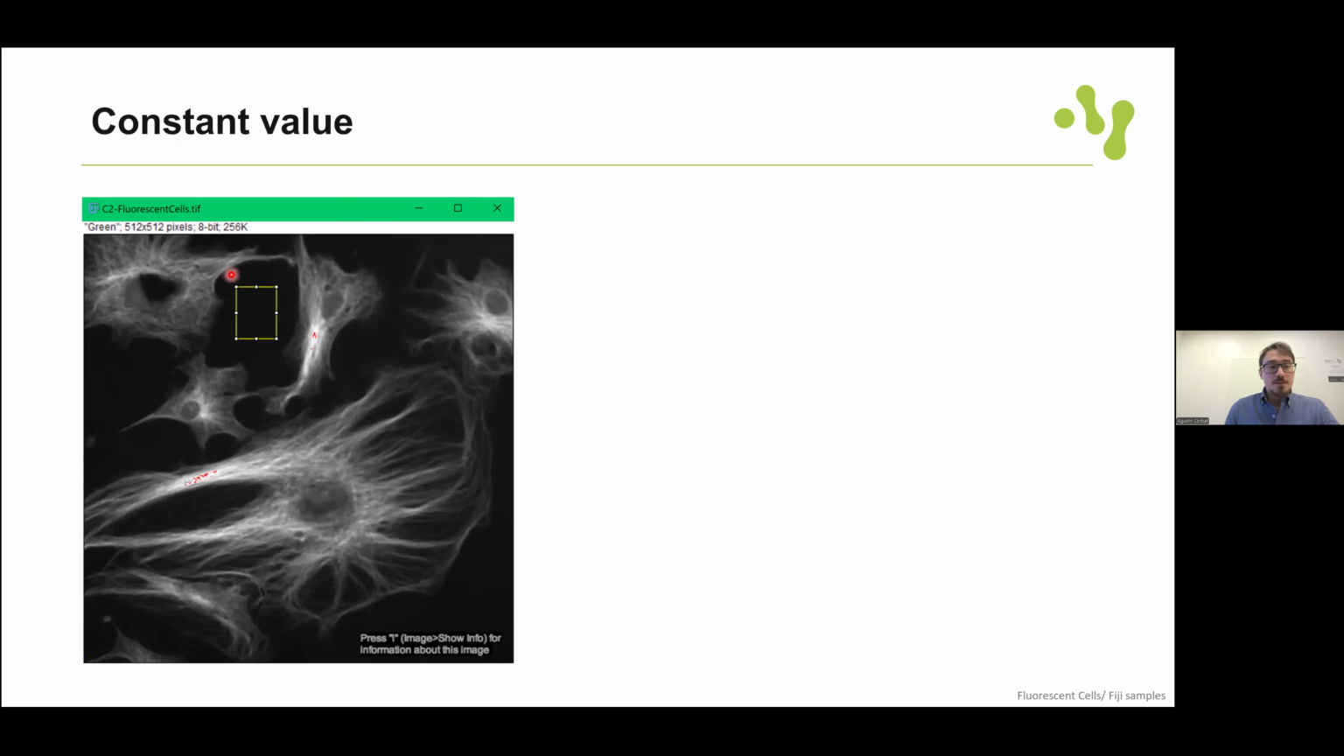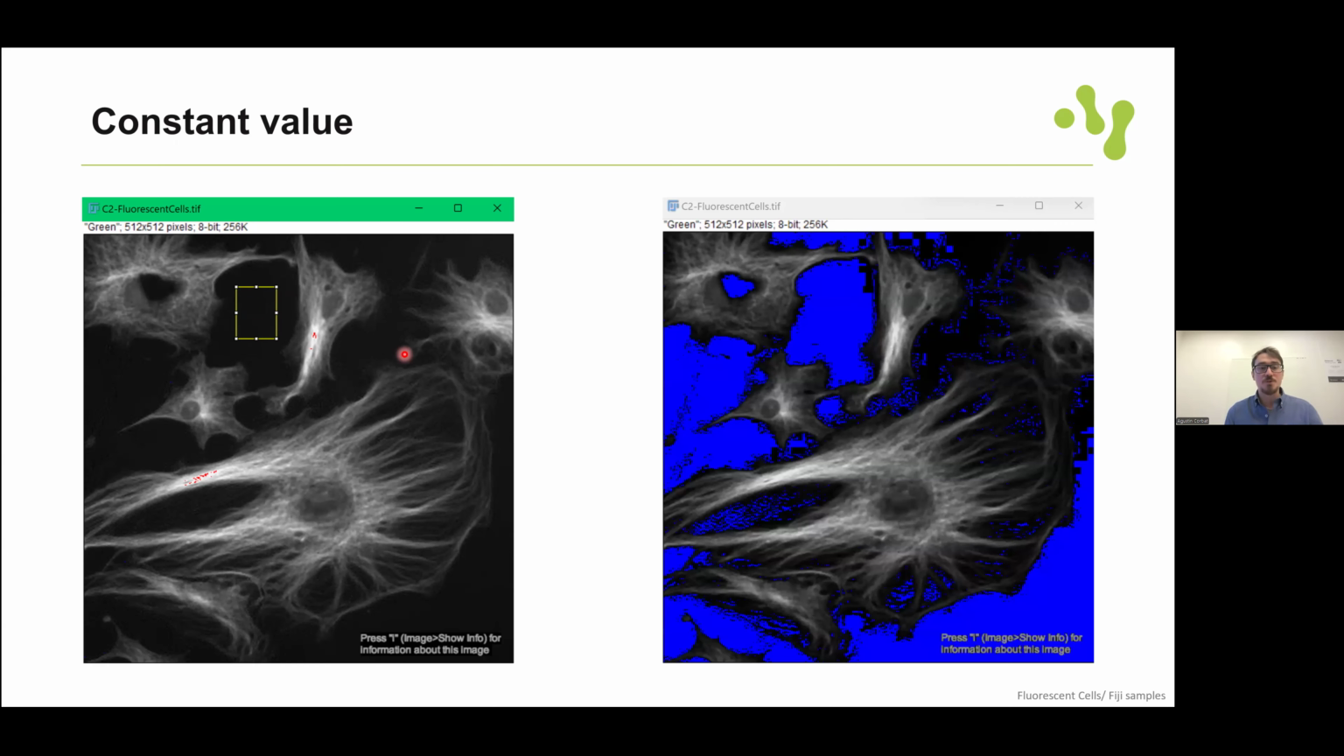So let's say we want to do some quick analysis, or just make a fast estimation. We select this specific ROI, we find the background value here, and we just subtract that value from every pixel, and we get this image in the end. We see that the background now is completely blue. This might be a quick fix.